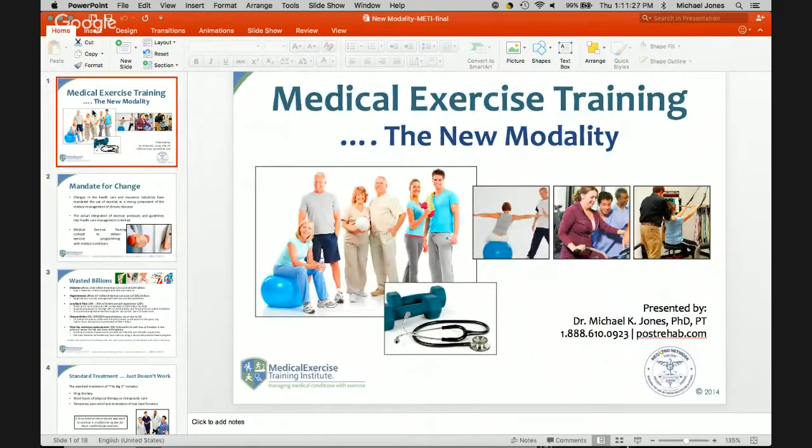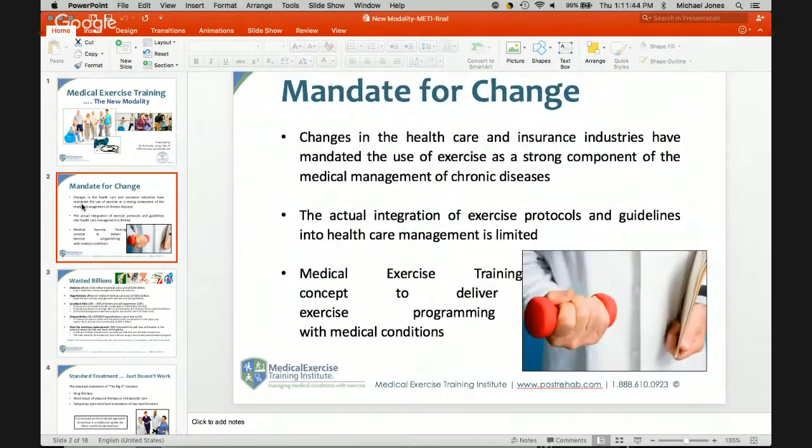So folks, with that, we provide medical exercise training. This is the new modality. We're finding now that patients have to take more responsibility for their own care. You as physicians and physical therapists now have to move clients out of the facility faster. And that's led us to an interesting situation. We now have a mandate for change.